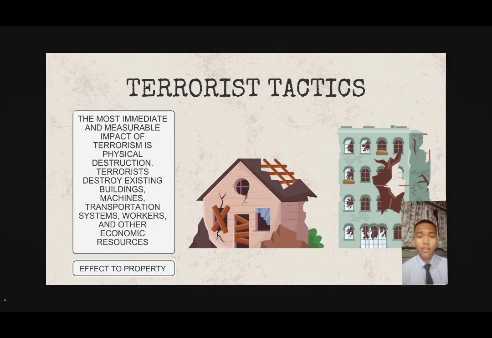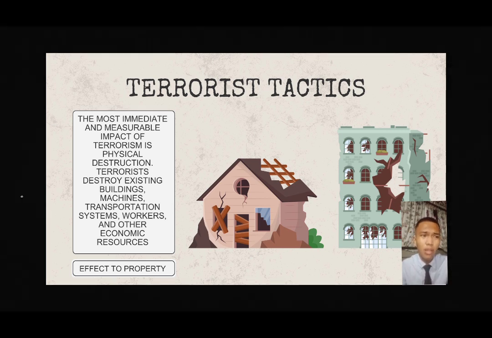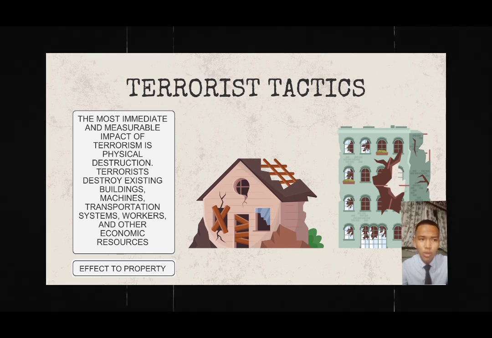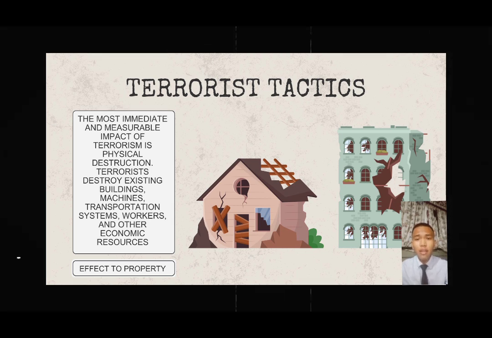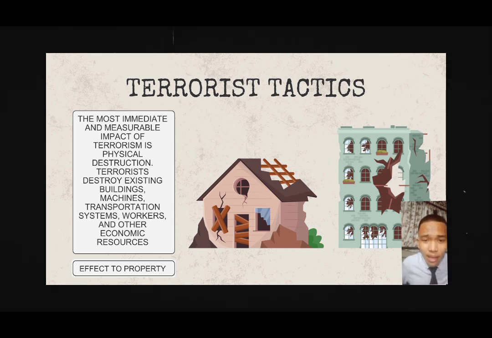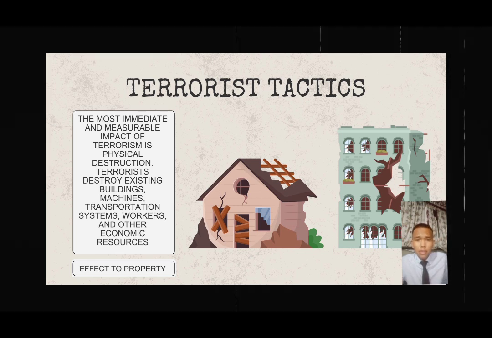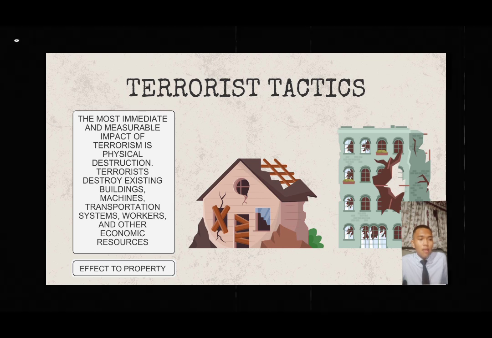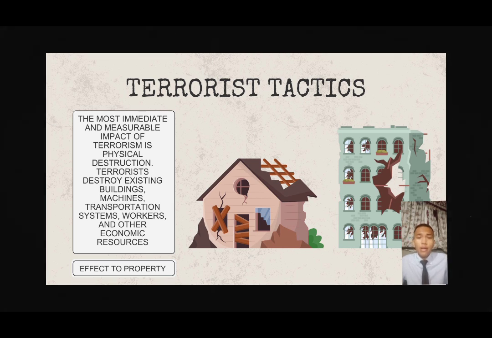So lastly, another thing that has been affected by terrorist attacks was property. The most immediate and measurable impact of terrorism is physical destruction. Terrorists destroy existing buildings, machineries, transportation systems, workers, and other economic resources. As part of their tactics, in their direct attacks, the first thing affected is the property. They do this because they want the people to feel unsafe with the government. So the measurable impact of terrorism is the loss of different properties and government properties like buildings and transportation.